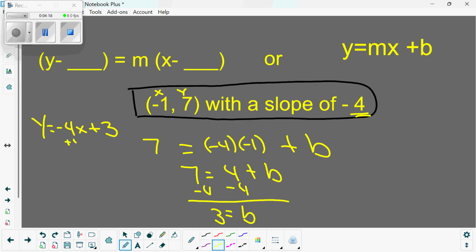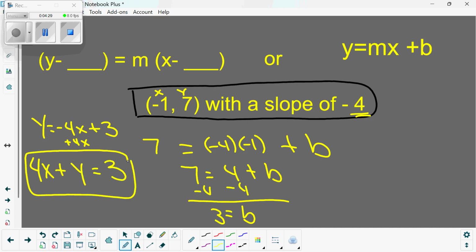I'm going to add that 4x. I love that. I heard that. 4x plus y equals 3. Guess what? There she is. Does that feel light? Does that feel easy? Yeah?